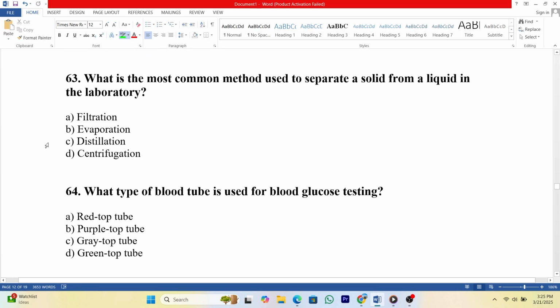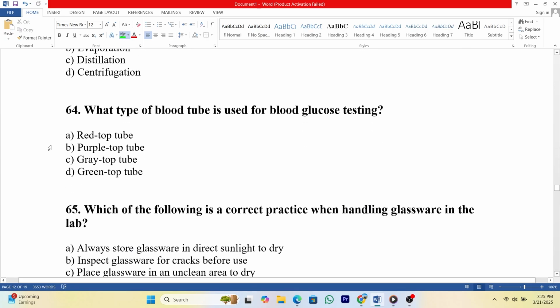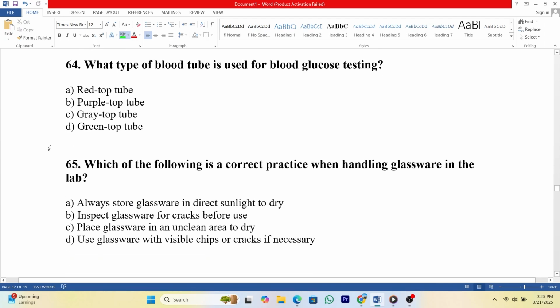What is the most common method used to separate a solid from a liquid in the laboratory? A. Filtration. B. Evaporation. C. Distillation. D. Centrifugation. Answer: A. Filtration.